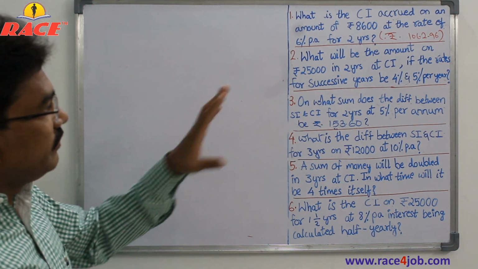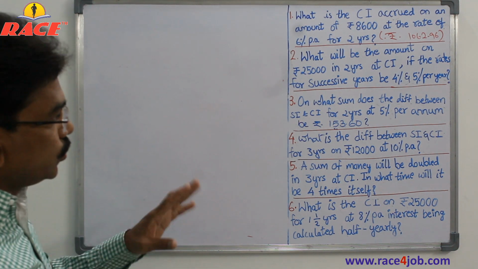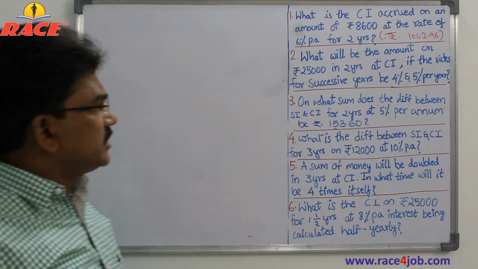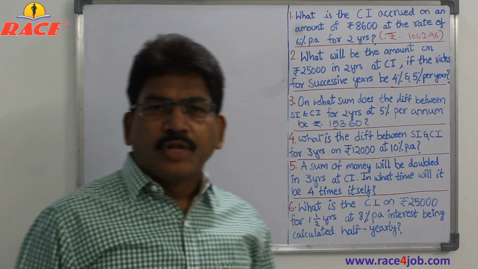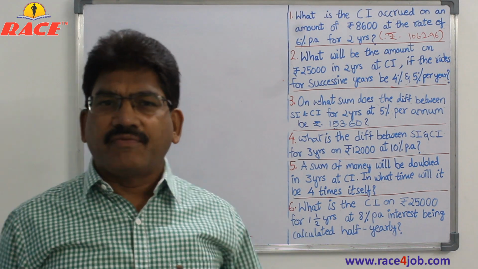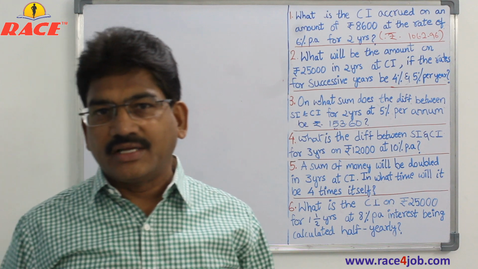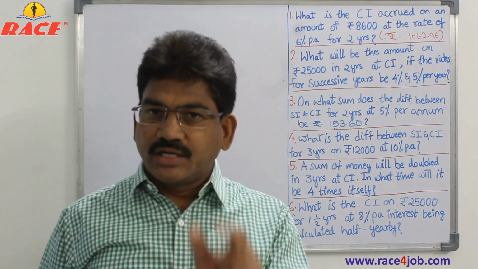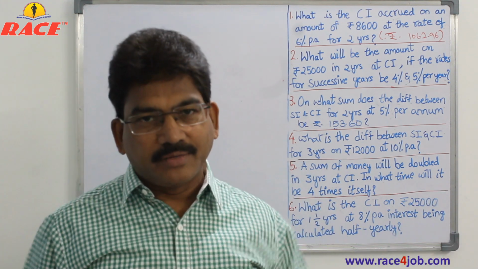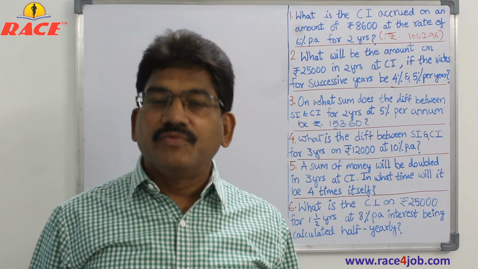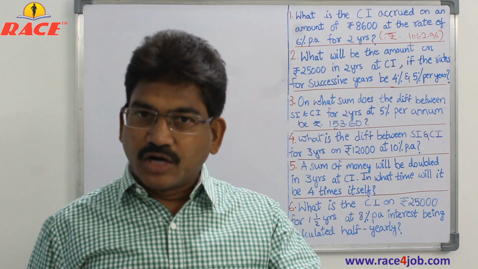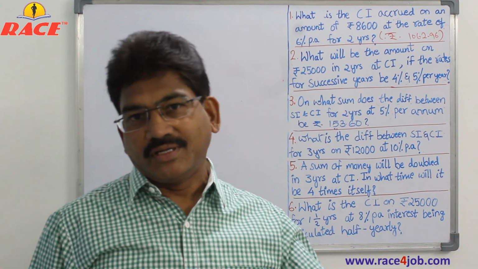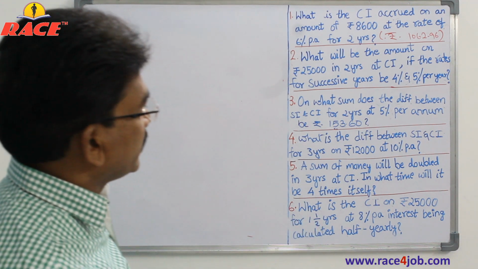Right. What will be the amount on 25,000 in 2 years at compound interest, if the rate of interest for successive years is 4% and 5%? Okay. It is not the same rate of interest, it is a different rate of interest. Not a problem, absolutely. If it is the same rate of interest, for example 6%, we say 106% of 106% of principal. If it is different, we take it differently. Here in this case, 4% and 5%. You can say 104% of 105% of principal is the amount. Okay? That way you can calculate.